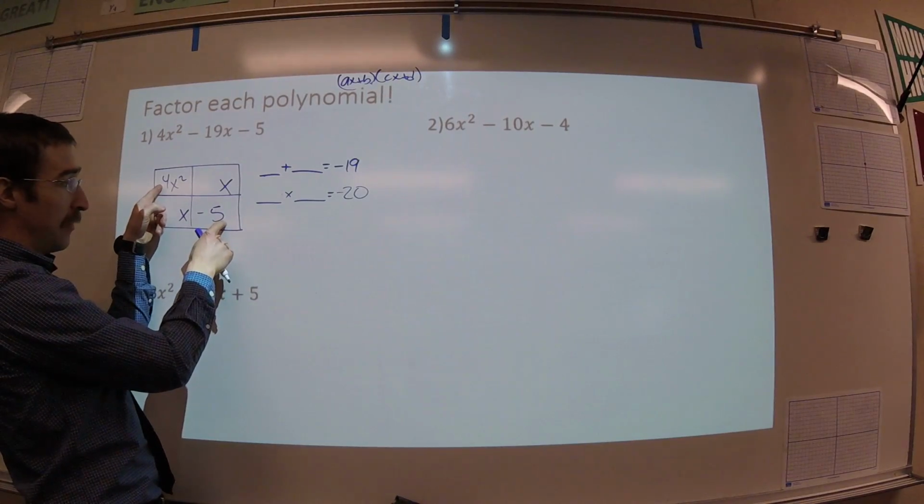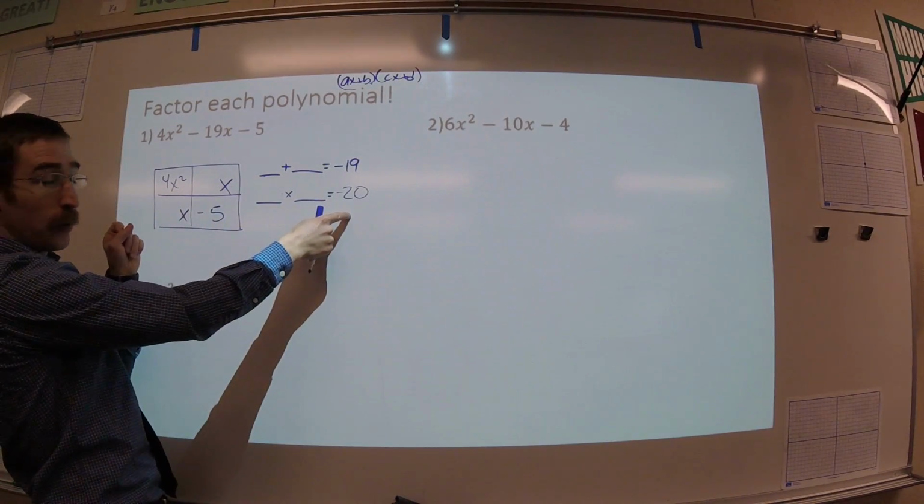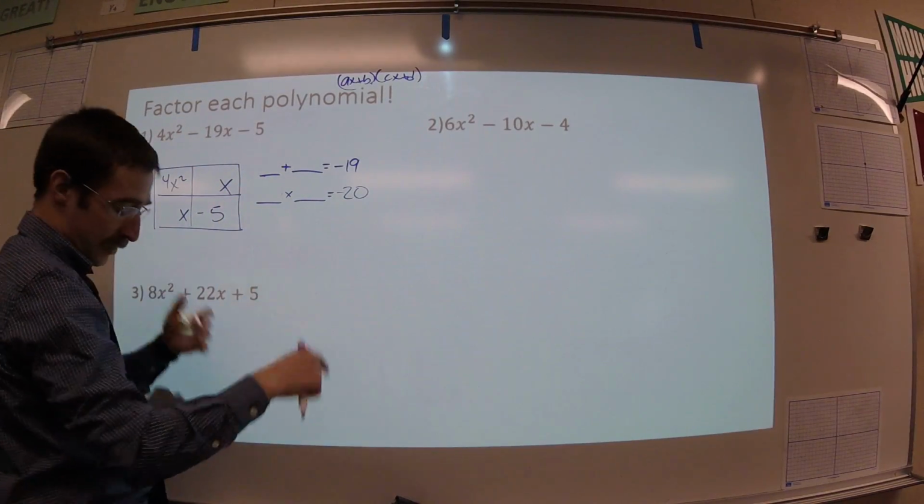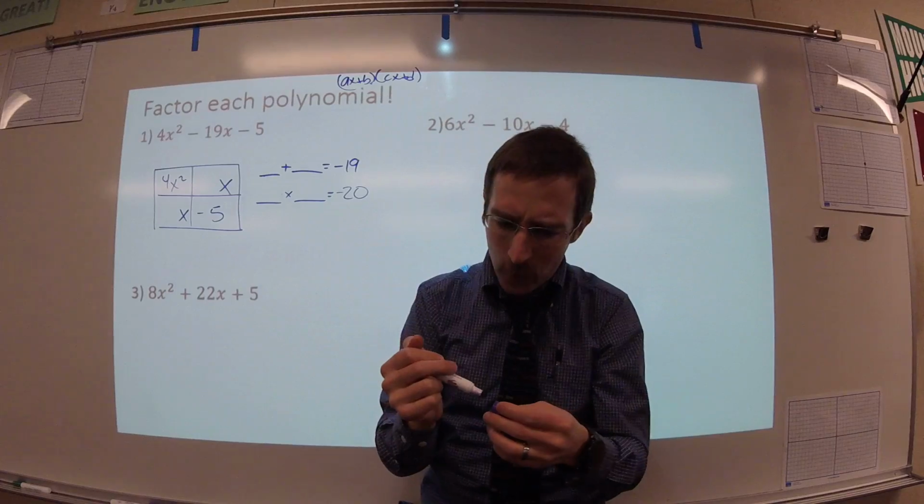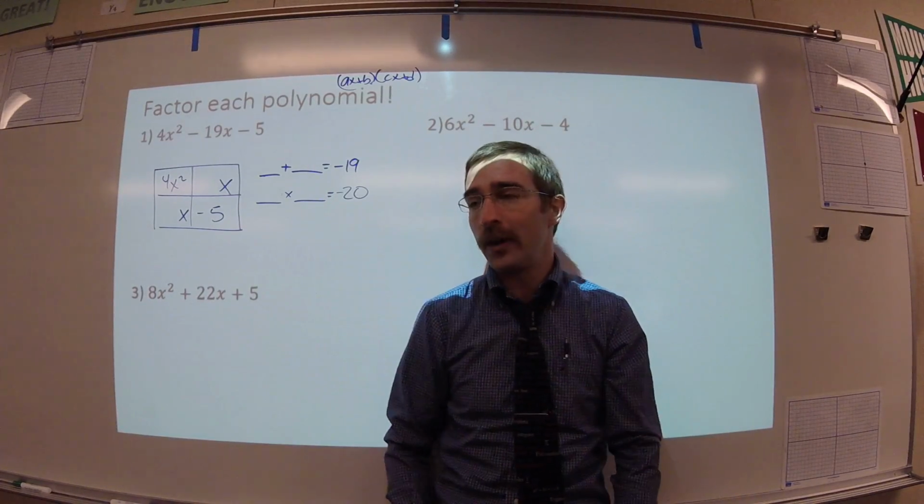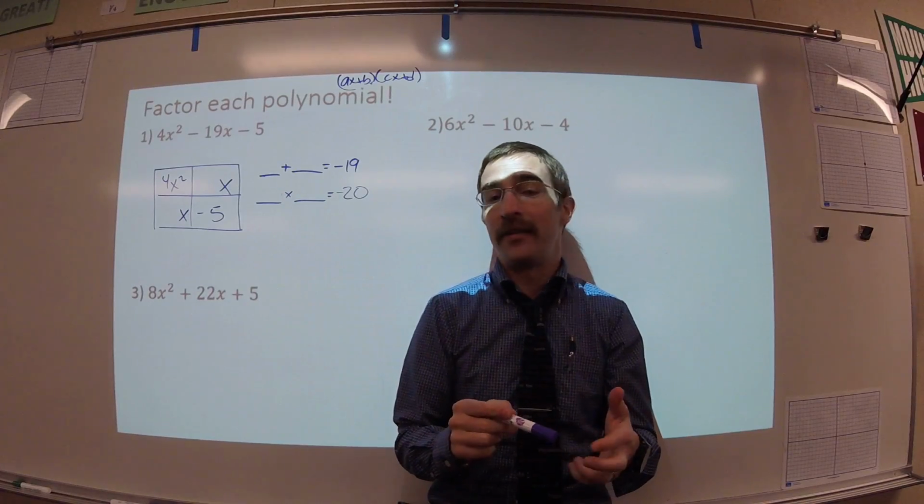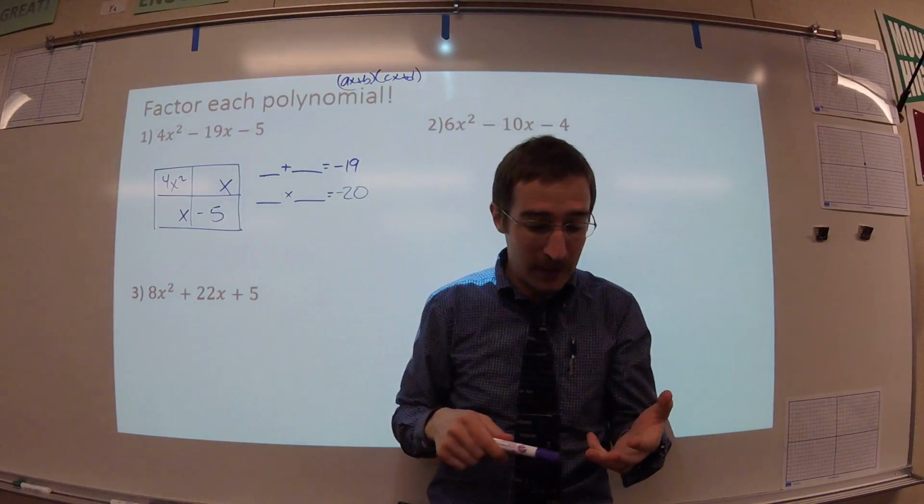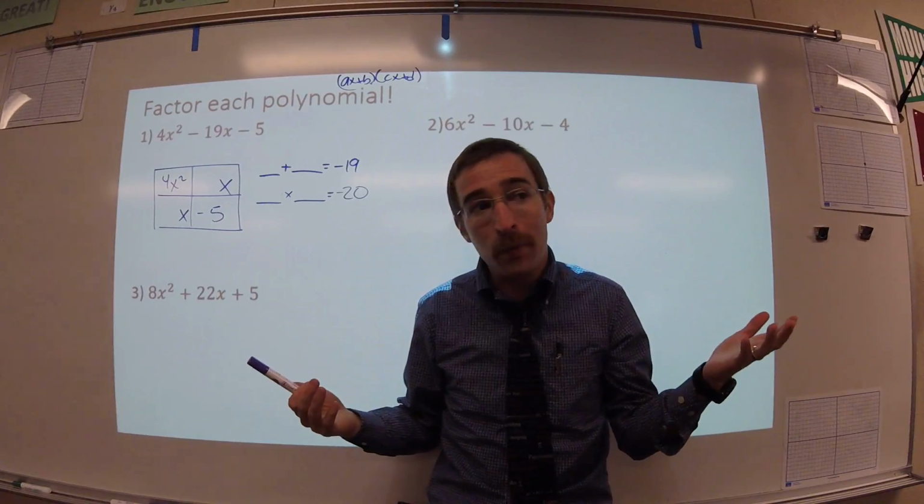So 4 times negative 5. In other words, these two need to multiply to negative 20. And they need to add to that middle term. So let's find those numbers. And we always start with, what multiplies to that? In this case, what multiplies to negative 20? Well, we could think like 5 and 4, one positive, one negative, but those don't add up to negative 19. So 10 and 2, nope.